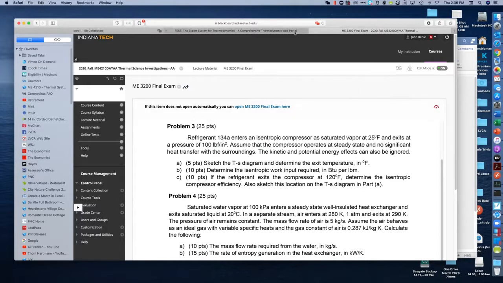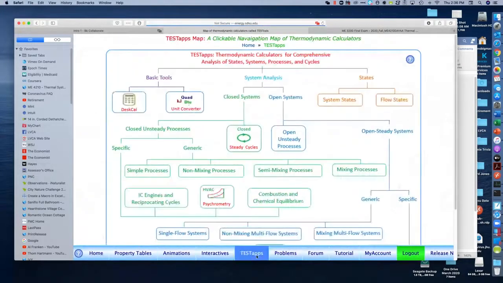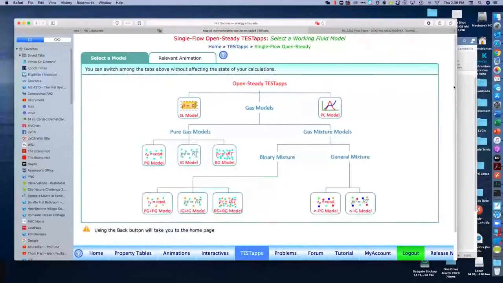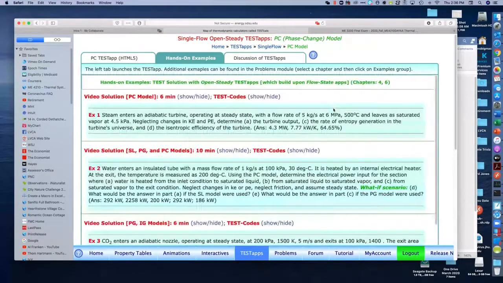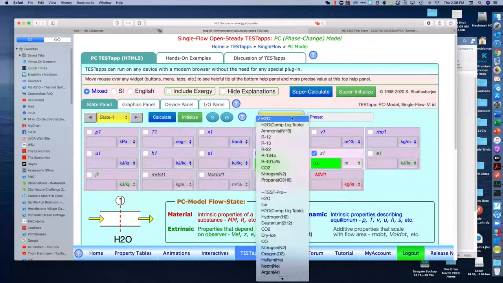And so I'm going to now go back. I'm going to go to my test. Under test, then I check my applications. The application is an open system. It is a single flow open system as a compressor. The substance is a phase change substance. In this case, it's R134A. I then can go into the application. I need to address the fact that the substance in question is not water, which it defaults to, but R134A.